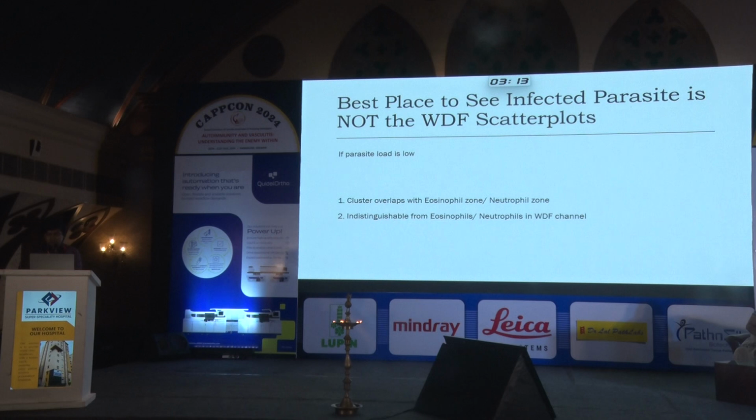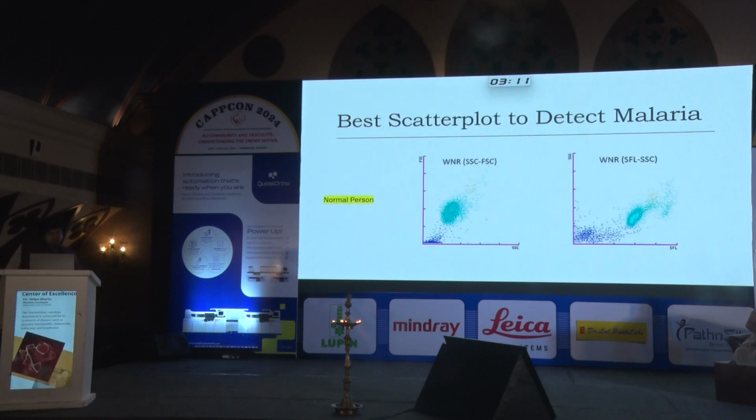So the best plot to see this is the WNR plot. That is also not the default WNR channel view, the default WNR scatter plots that are basically shown in all Sysmex systems. We have to customize it, and we have to always focus on these two: WNR side scatter versus forward scatter, and WNR SFL versus SSC.